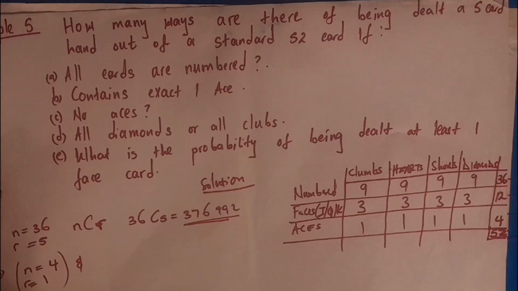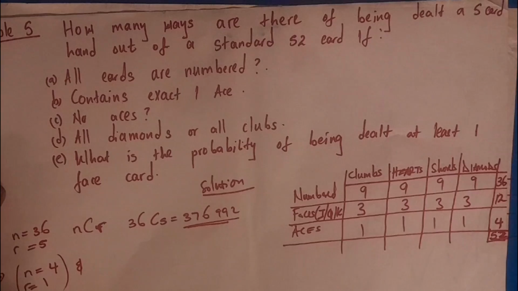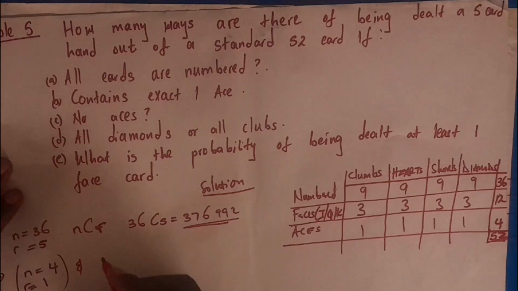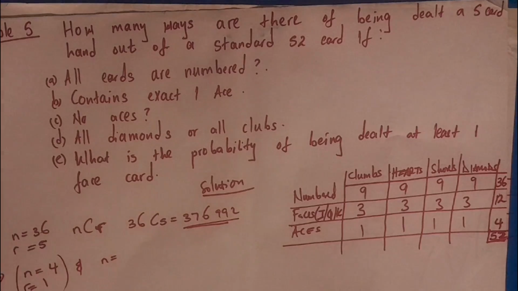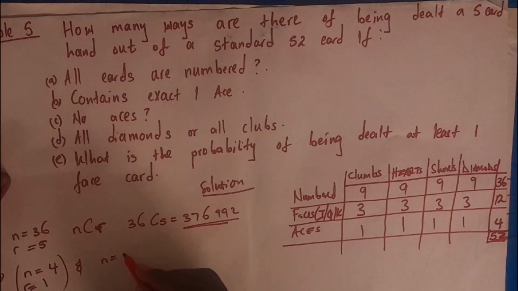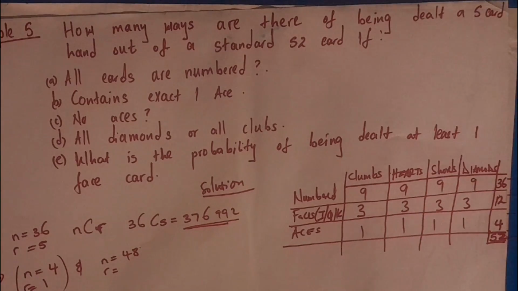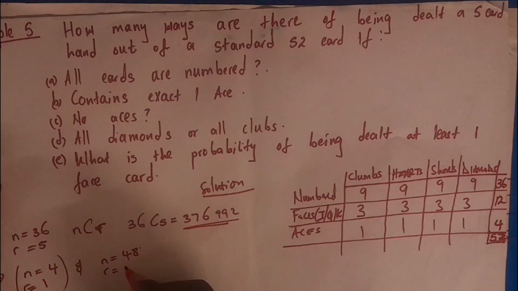The other option we are having here is that we are only left with the non-ace. How many non-aces? To find the non-aces, we say 52 subtract 4 aces, so the non-aces are 48. And then for the R, we have been told that we need to choose 5 cards, and that we're having exactly 1 ace. So the other 4 cards are going to be focused on the non-ace, which is 4.